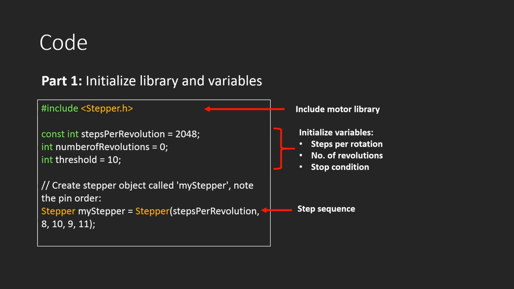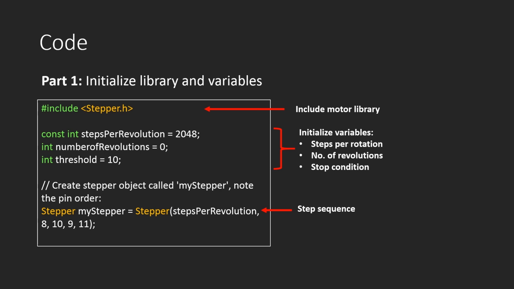First, we declare the number of steps per revolution. In this case, we're using the motor in full step mode, which means that a full 360-degree rotation is equivalent to 2048 steps. Then, we initialize a variable called number of revolutions, which is going to be our rotation counter. And the third variable is going to be our condition to stop the motor. In this case, I'm using a threshold of 10 revolutions.